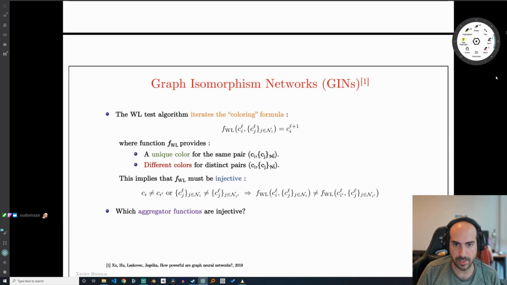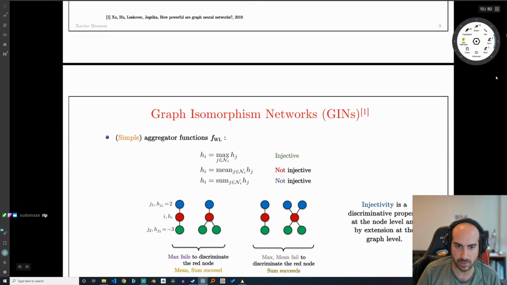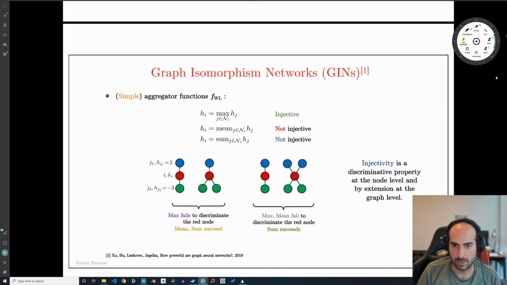Okay, so the test iterates the coloring formula. For each node and its neighborhood, it provides a unique color for the same pairs and different colors for distinct pairs. This implies that the function must be injective. So which functions are injective? The max is injective.